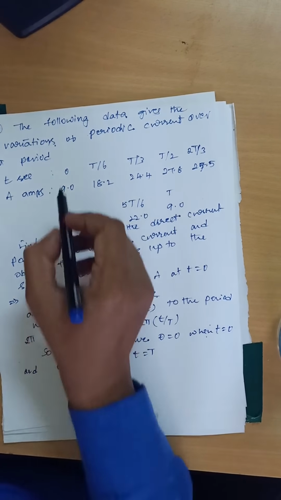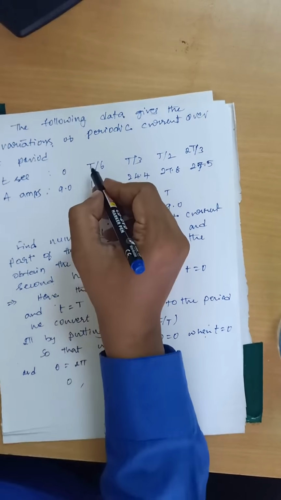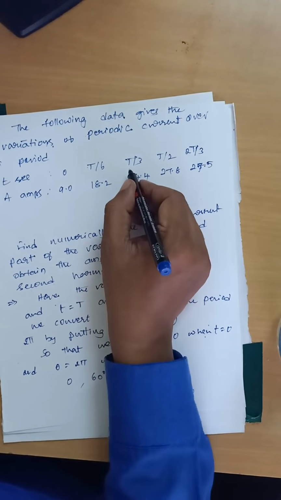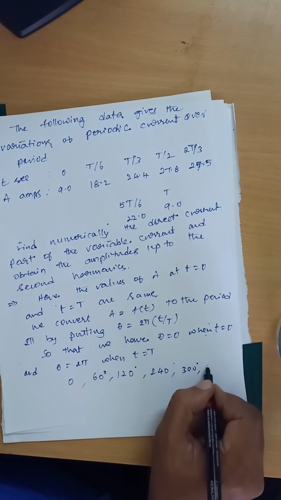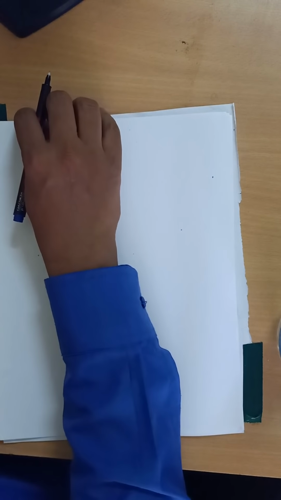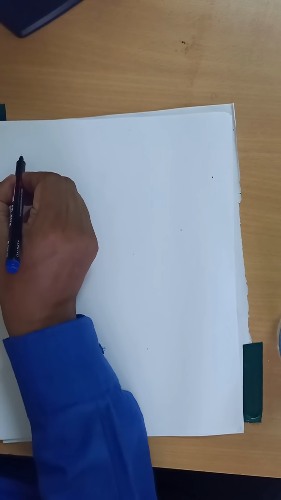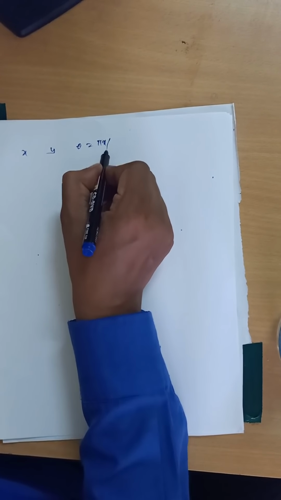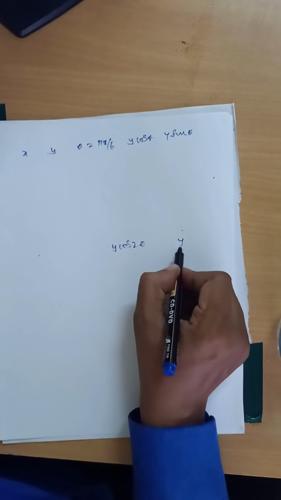That means these readings are 0, 60 degrees (360 degrees by 6), T by 3 is 120, 240, 300, 360 degrees. Like the previous problem, converting into degrees you will get x, y, theta is pi x by 6, y cos theta, y sin theta, y cos 2 theta, y sin 2 theta.